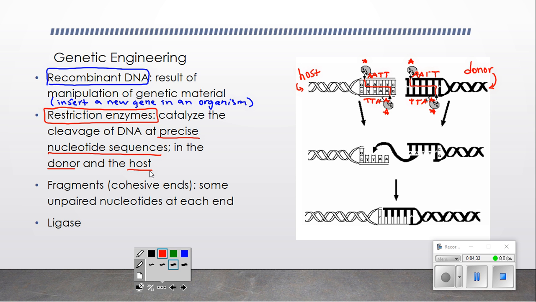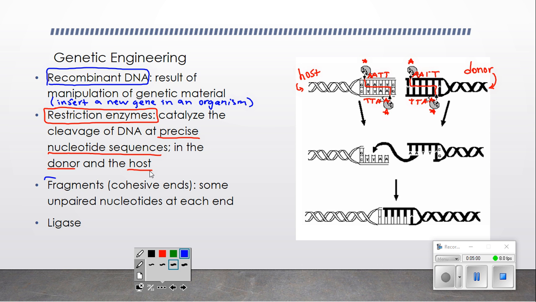So I start off by cutting both organisms' DNA with the same enzyme at the same sequence. Now it's important that I cut both of their DNA. If I don't cut the host's DNA, there's nowhere for a new piece to be inserted. If I don't cut the donor's DNA, I don't have a piece of DNA that I can donate. Now does anyone want to ask anything about that point?